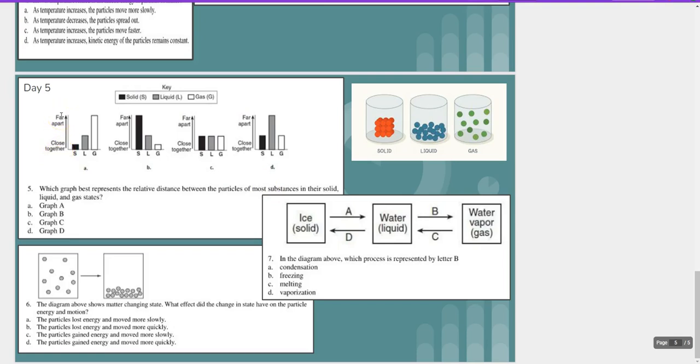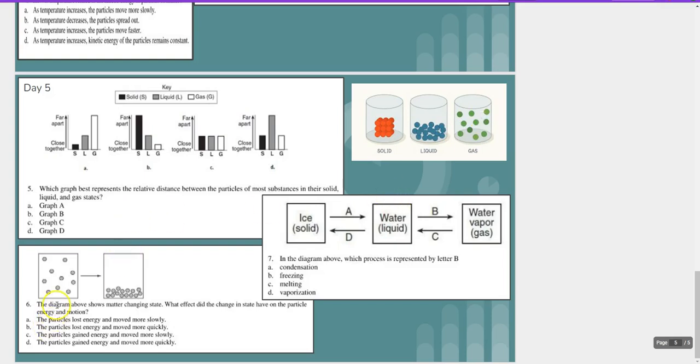If you chose graph A, I'm pretty sure you're correct, because solids would have particles close together that just vibrate. Liquids would have particles that are touching with indefinite shape, but they just slide past one another. And then gases have particles that are super far apart until they collide. And this picture over here to the right really helps you see that.